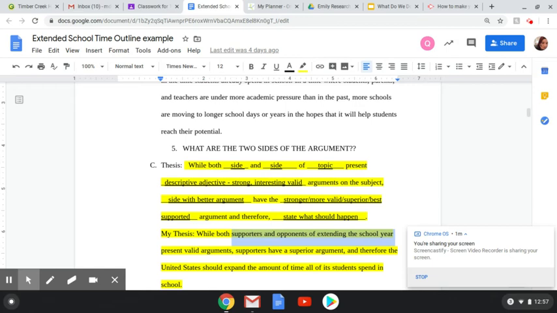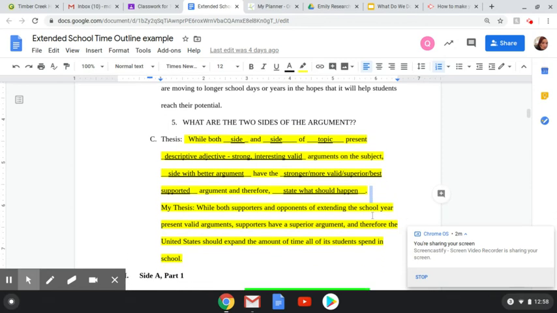You need to talk about who has the better argument. Okay, so you will mention the side with the better argument and say what makes it better. Is it best supported? Is it superior? Is it more valid? Is it just stronger? Period. And therefore, you're going to fill in that blank with what should happen. So in my paper, the supporters of extended school year have a better argument. So my thesis says, while both supporters and opponents of extending the school year present valid arguments, supporters have a superior argument, and therefore the United States should expand the amount of time all of its students spend in school.